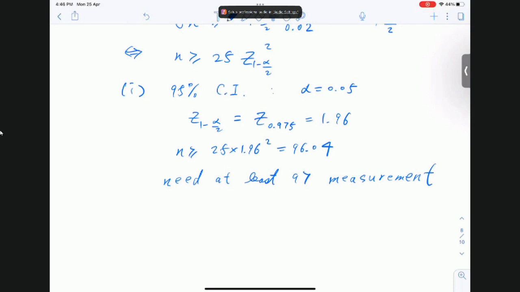And for part 2, you can just do a similar calculation by using a different value of alpha. So I'm not going to repeat it here. Okay? Any question?